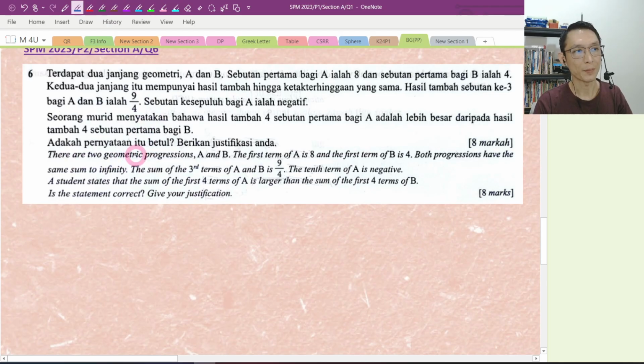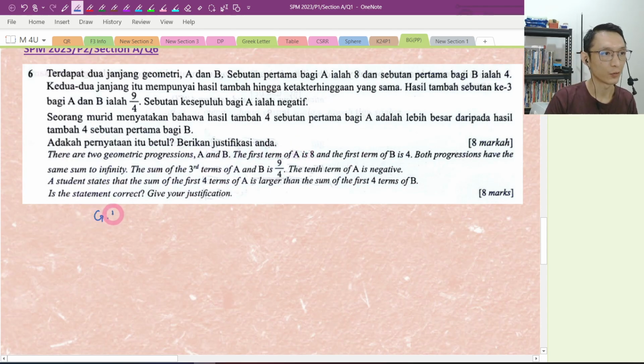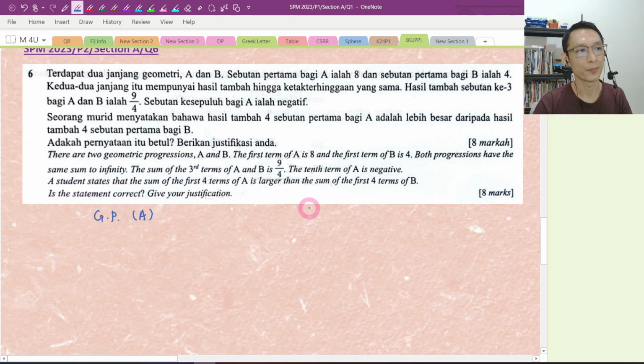There are two geometric progressions. We have two GPs here, GPA and GPB. The first term of A is 8. Okay, let me write this. We have two geometric progressions. So this is geometric progression A, and we have another geometric progression B.